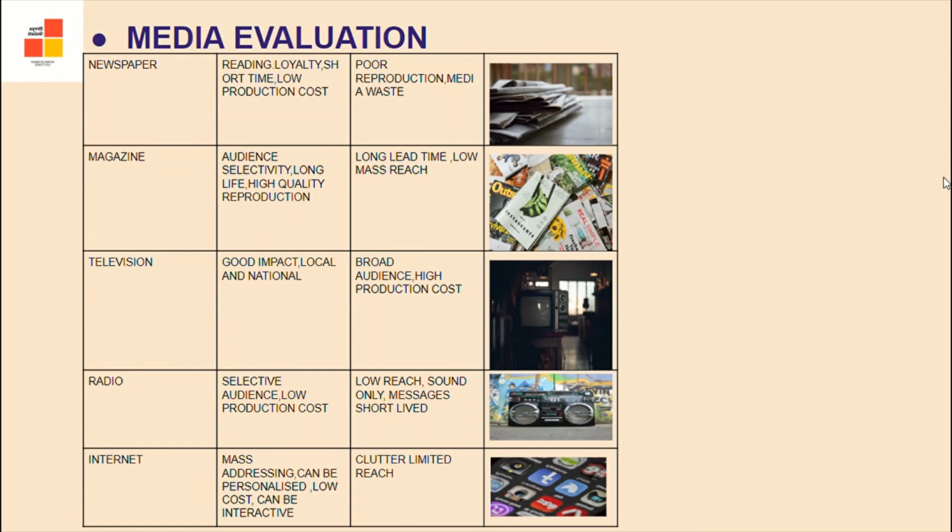Next, magazine. Selective audience are there. High quality reproduction is there. Long life is there. Disadvantage, costly production, low frequency, maybe weekly, monthly or quarterly. Long reading time and low mass reach.